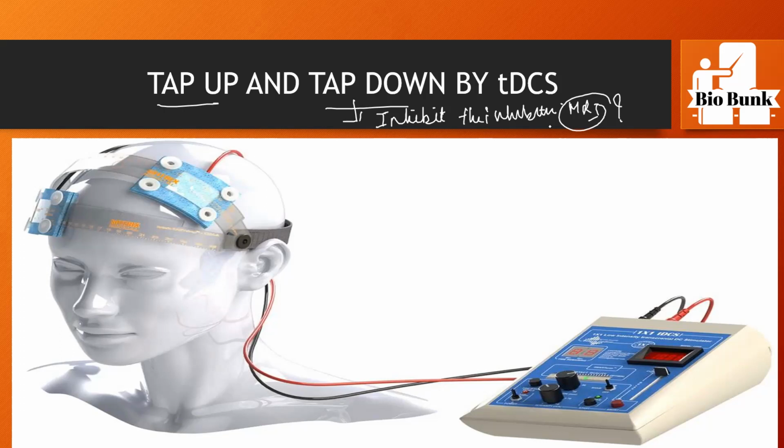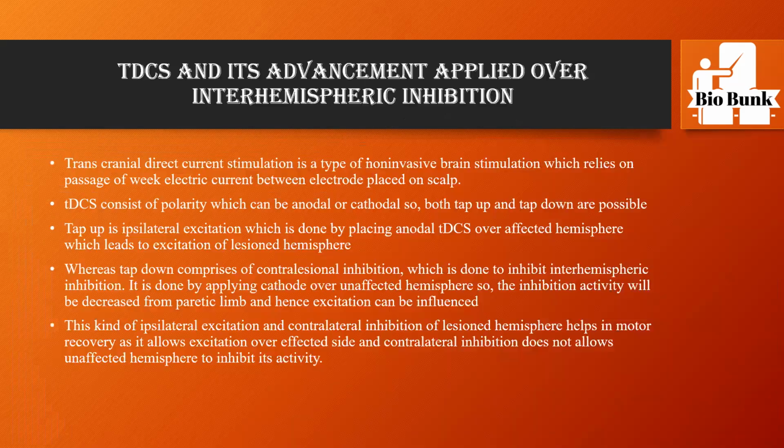The inhibition is inhibited by the tap down process, and by tap up you increase the activity in the affected area. So in the affected area you are going to apply a tap up electrode, and in the inhibited area you are going to apply the tap down. I hope everybody understood this.